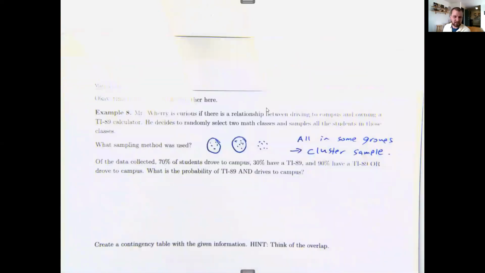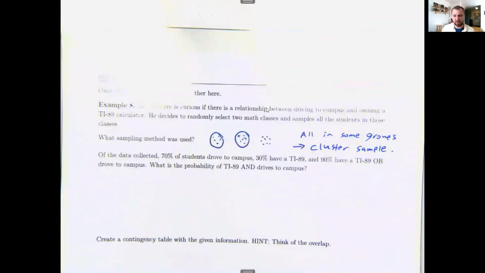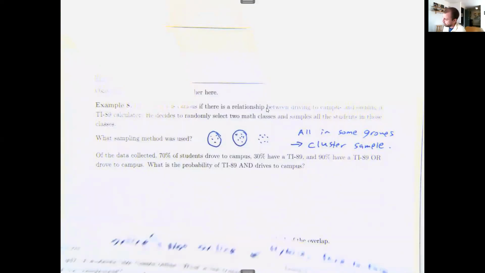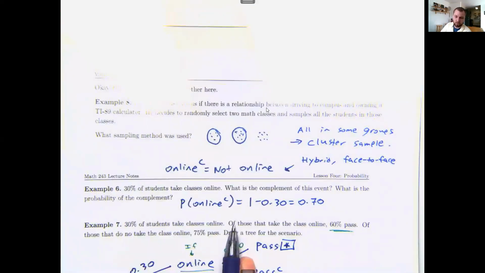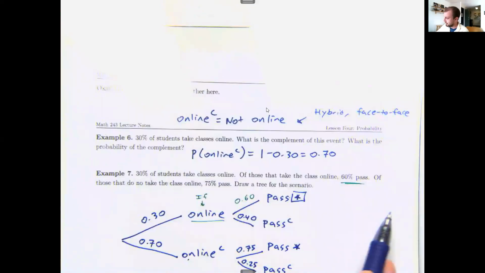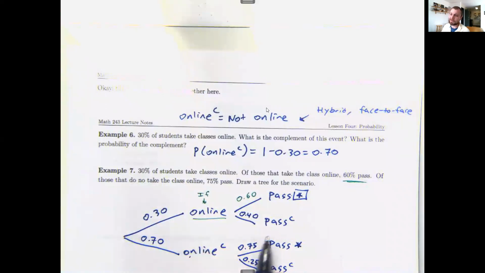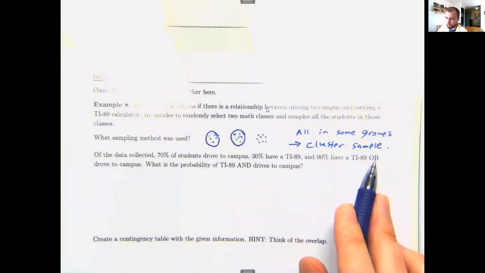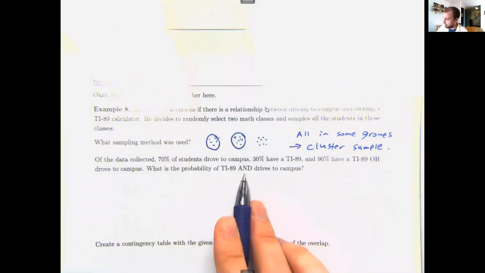Of the data collected, 70% drove to campus, 30% have a TI-89, and 90% have a TI-89 or drove to campus. What is the probability of having a TI-89 and driving to campus? Okay, so I want to look at the difference between this problem and the last one. In the last one, I had a whole bunch of "out of blank" statements. Whenever you have a bunch of conditional statements, it is easy to draw a tree, or at least easier to draw a tree. Whenever you have combinations of events with words like or and, you should think about doing a table.